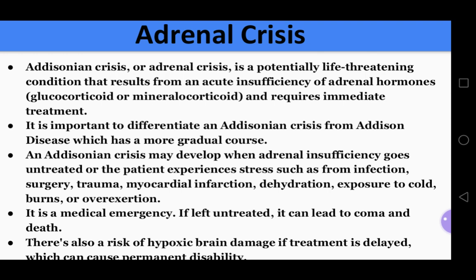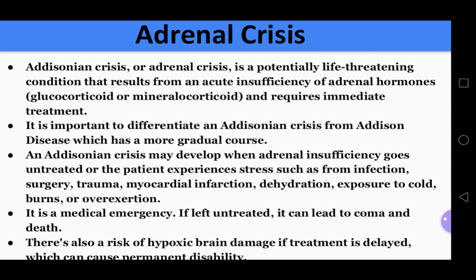Next is adrenal crisis. Addisonian crisis or adrenal crisis is a potentially life-threatening condition that results from an acute insufficiency of adrenal hormones, that is glucocorticoids or mineralocorticoids, and requires immediate treatment. It is important to differentiate an Addisonian crisis from Addison's disease, which has a more gradual course.